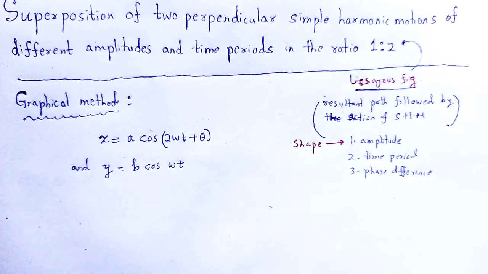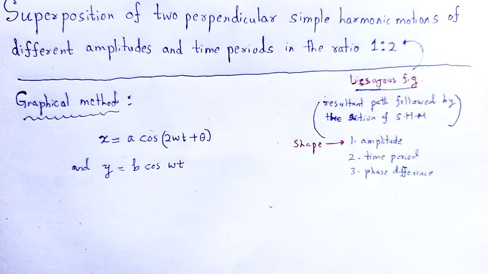Now we have various conditions according to the phase difference between the two SHM. Accordingly, we derive what the Lissajous figure will be by the graphical method.